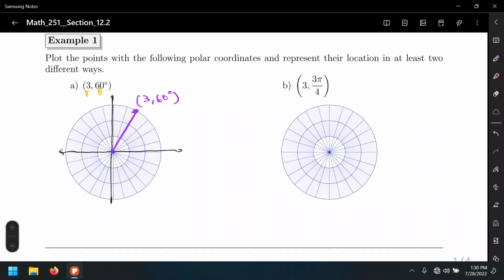Let's see. If we go around one more cycle, we're going to get back to the same point. It's still the same radius. But what would be the new angle if we add 360 degrees? 420, or 120 degrees, all right. How about we do a second turn? 780. 780, all right.